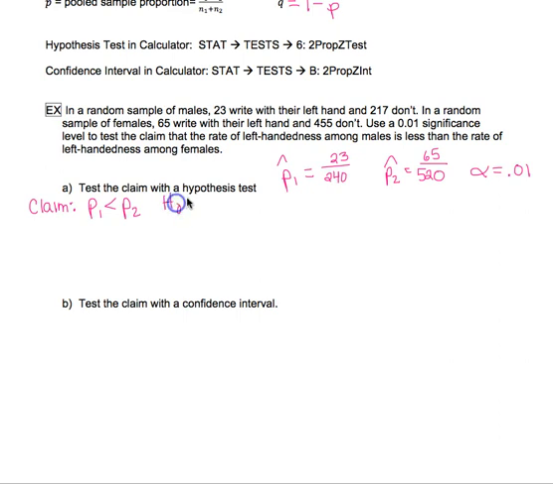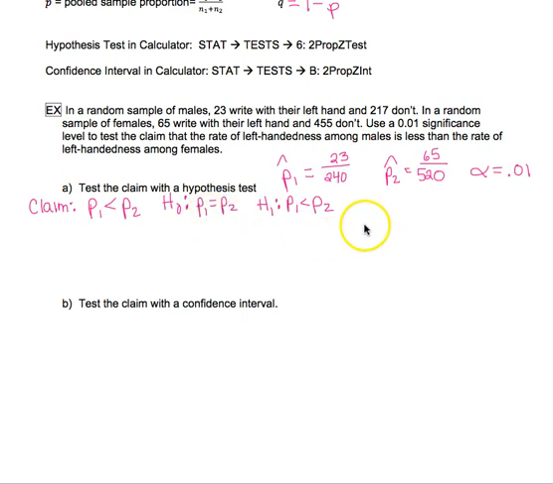So null and alternative hypothesis work the same way they always have. Our null should always include an equal sign. So null is going to be that p1 and p2 are equal, and our H1 is going to be the same as our symbolic claim. Now keep in mind what this is saying. The claim is saying proportion for males left-handedness less than proportion for females left-handedness. The null hypothesis is saying that the rates are the same, that the proportions are equal, meaning that the rate of left-handedness for males and the rate of left-handedness for females is the same. So that's what the null is saying.